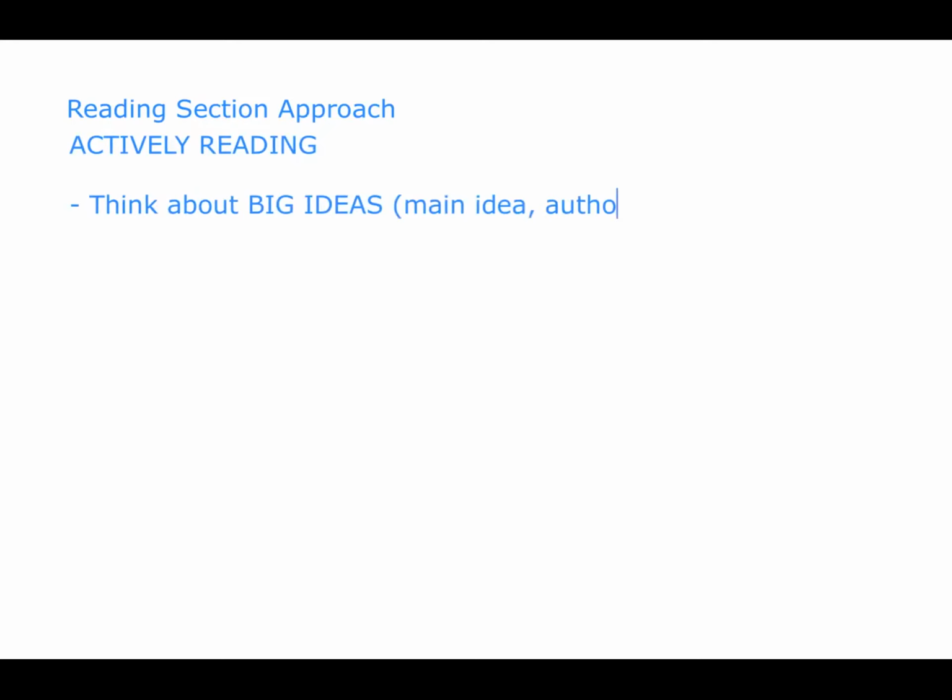We're going to refer to it overall as actively reading. And that's going to mean a few different things. For one, students who are actively reading are going to be thinking about big ideas. So think about big ideas. And when we say big ideas, what do we mean? We mean things like, what is the main idea of the article? What is the author's purpose for writing it? And then what is maybe the tone of the entire article?